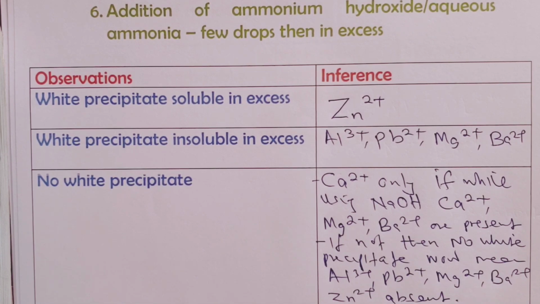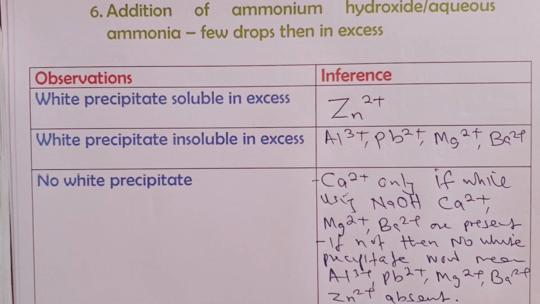So I want you to take note of that: if you don't see a white precipitate, if we are using ammonium hydroxide, we will allow calcium present only if, while we were using sodium hydroxide, we had indicated that calcium, magnesium, or barium are present. Otherwise, if you didn't write that while using sodium hydroxide, then calcium being present here would be a contradiction.